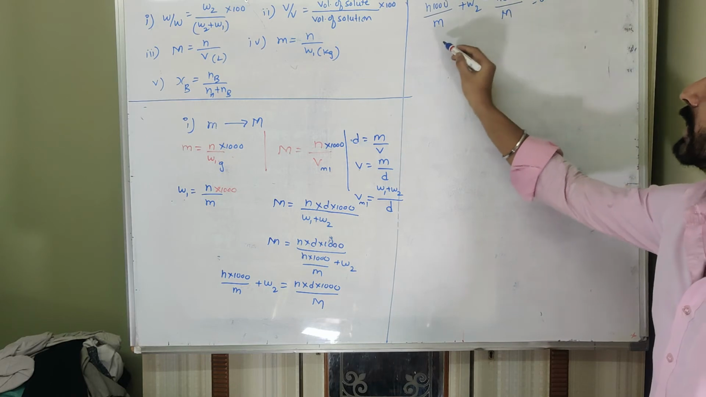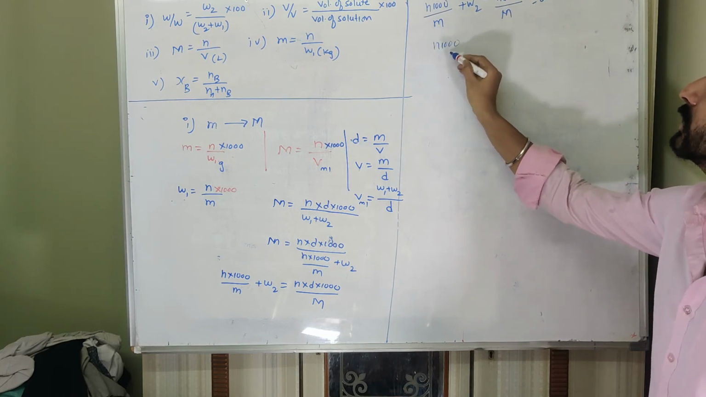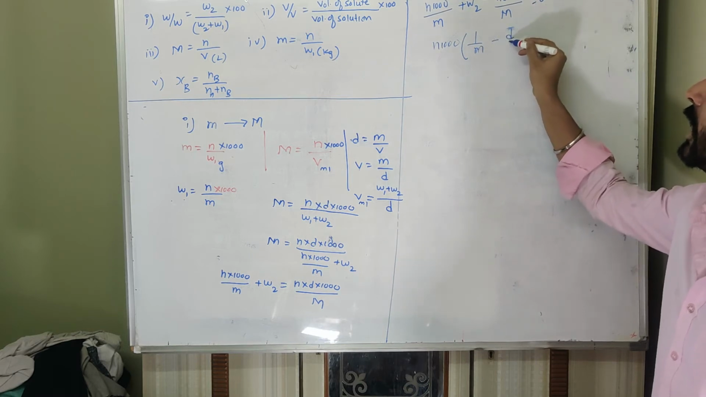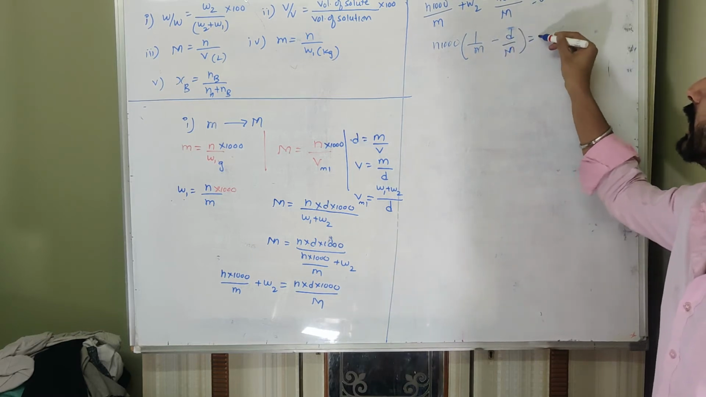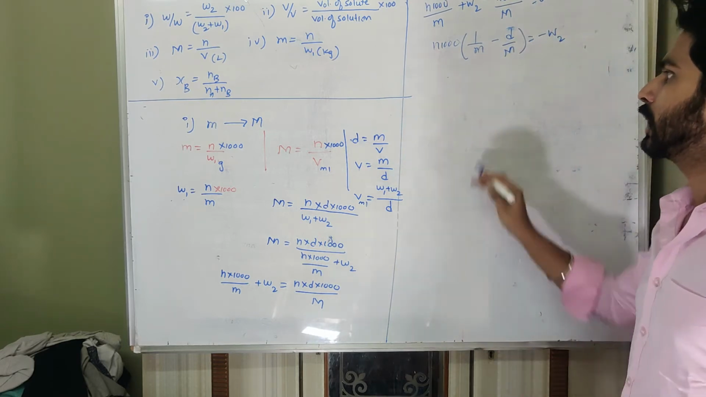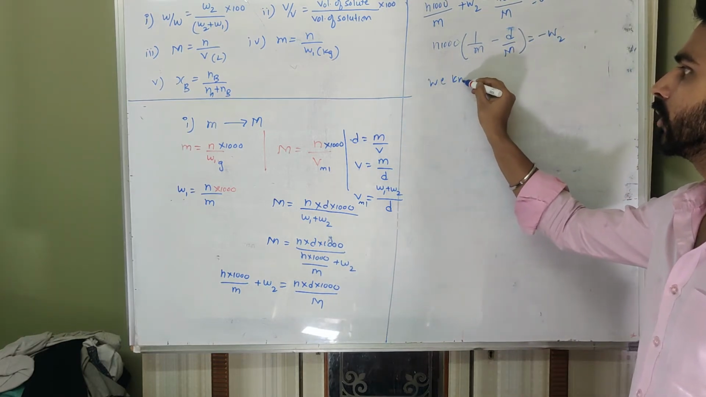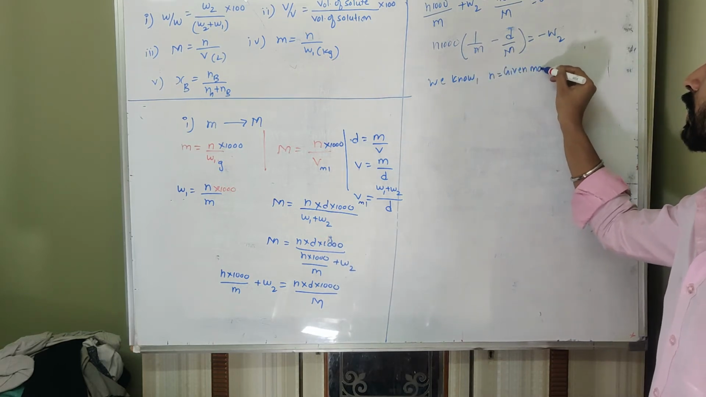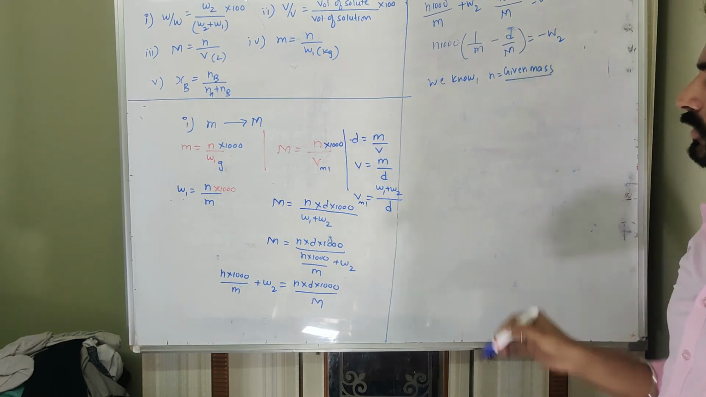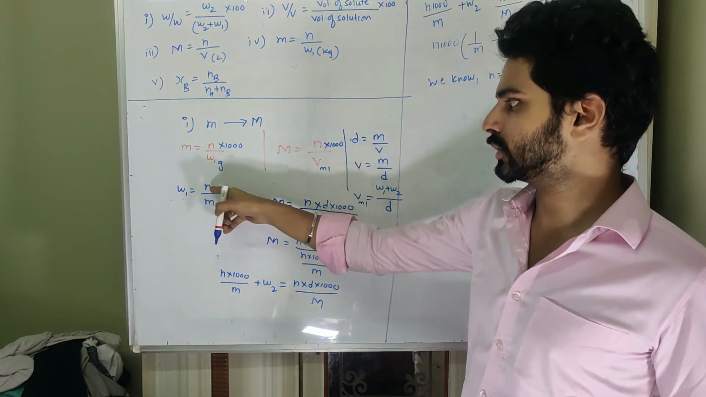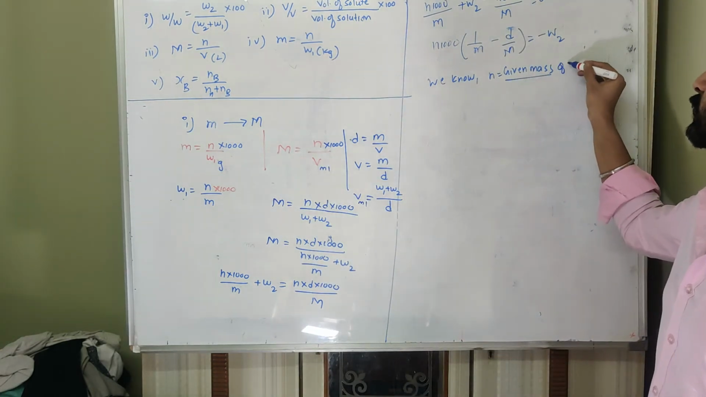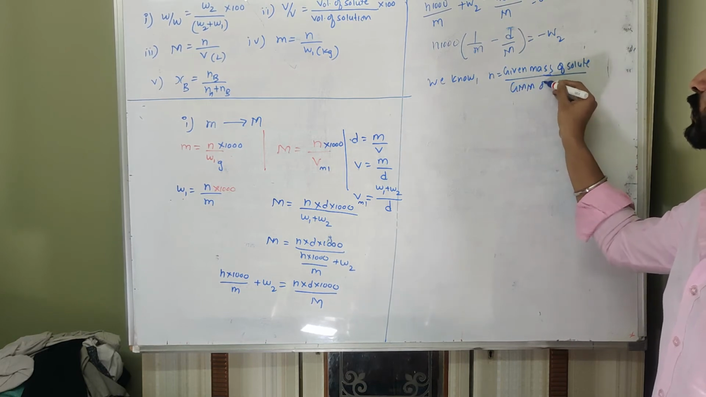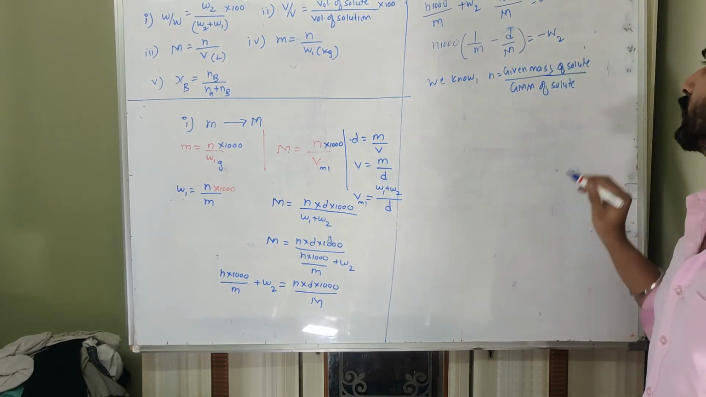I'll take W2 there, okay. N 1000 divided by 1 upon M minus N is taken out, D upon M into, I'll take minus W2 here. Now we know N is given mass upon gram molecular mass of solute. Here N is about solute. So given mass of solute upon gram molecular mass of solute, then it becomes mole of solute.